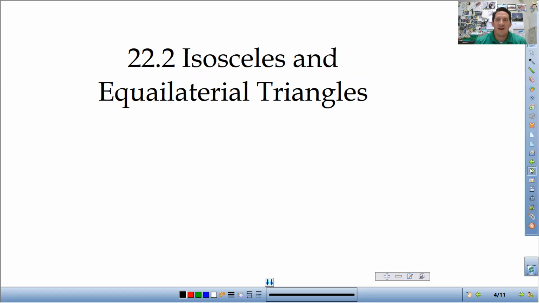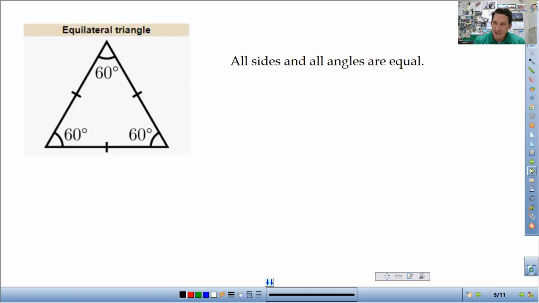So let's start off. An equilateral triangle, if you think about the name of it, equal, lateral, it makes sense. It means all sides and all angles are equal. So equilateral, equal, lateral, equal sides. So all sides are equal, and then as a result of that, all angles are equal. That's basically all there is for equilateral triangles.